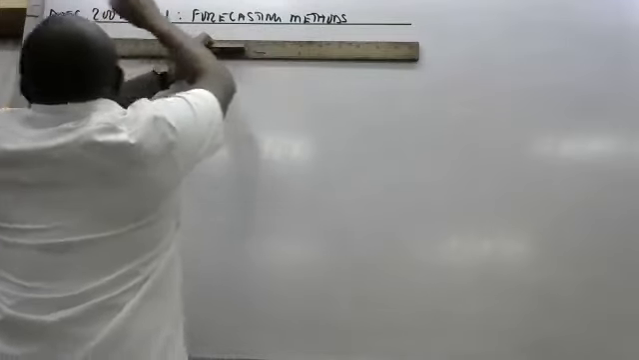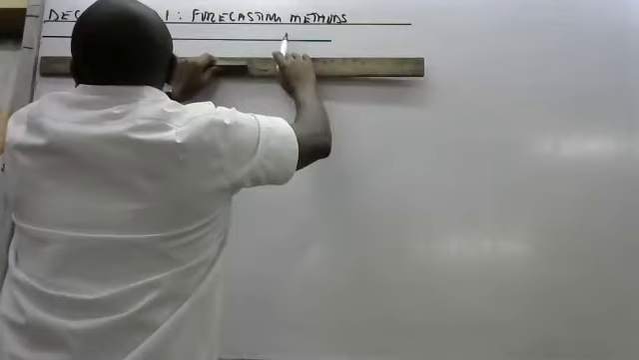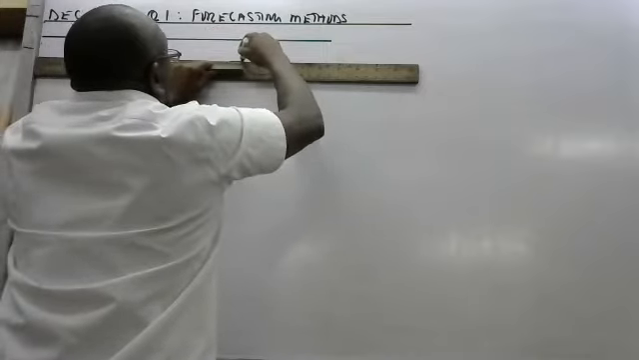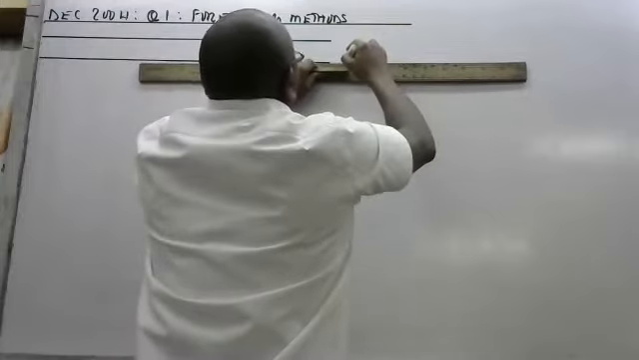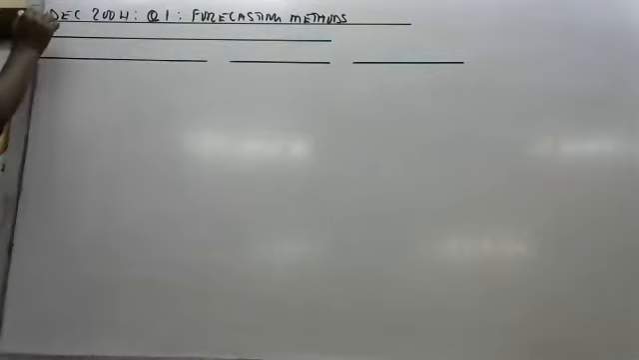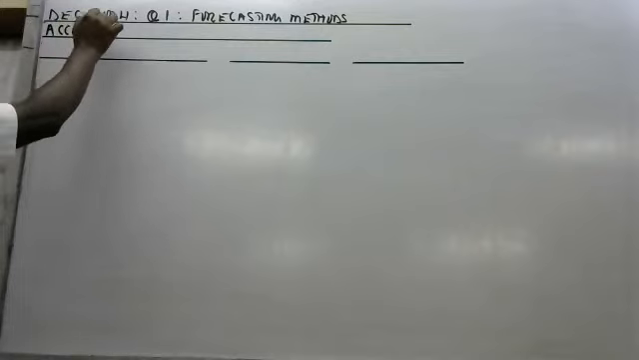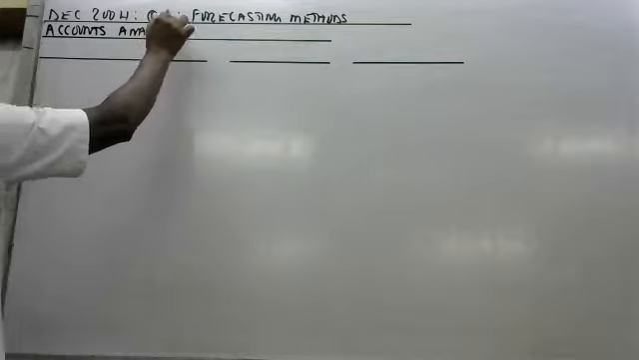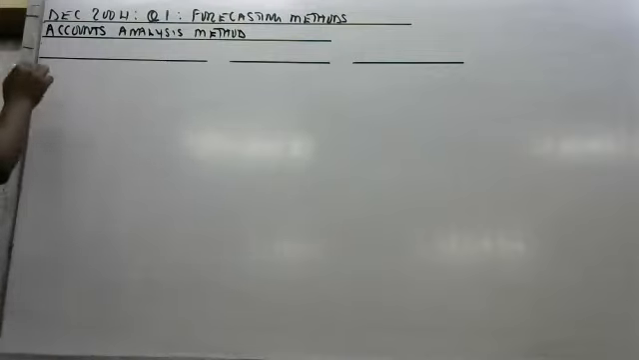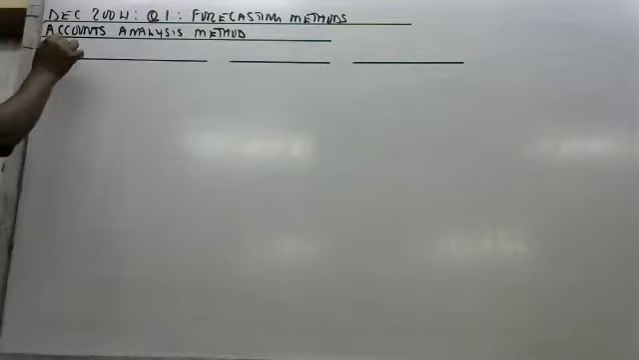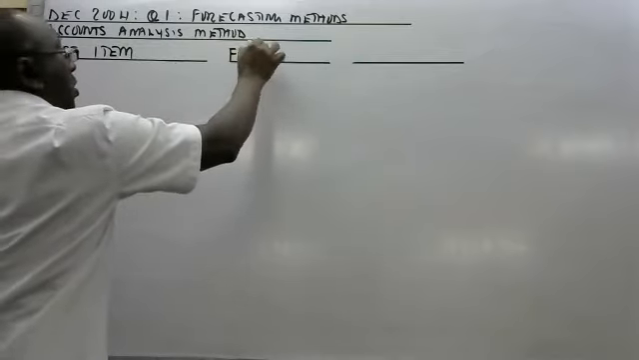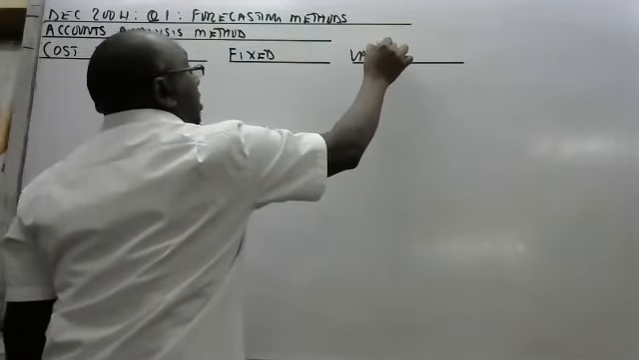So the first requirement is the account analysis method. So we are told to do the account analysis method. We have the cost item here. Then we will be able to say which one is fixed and which one is variable.